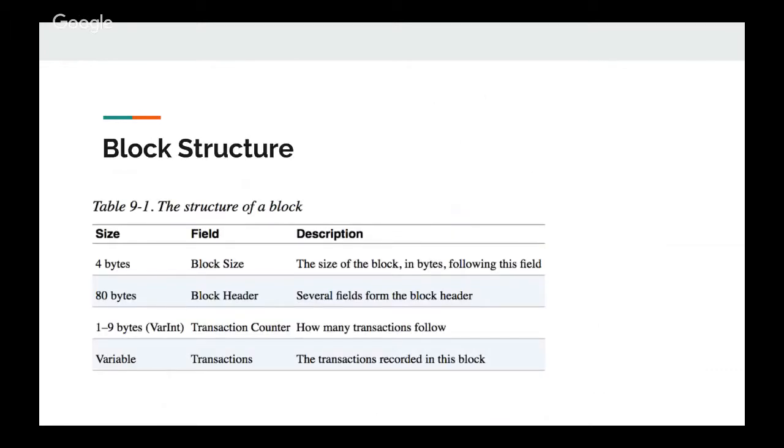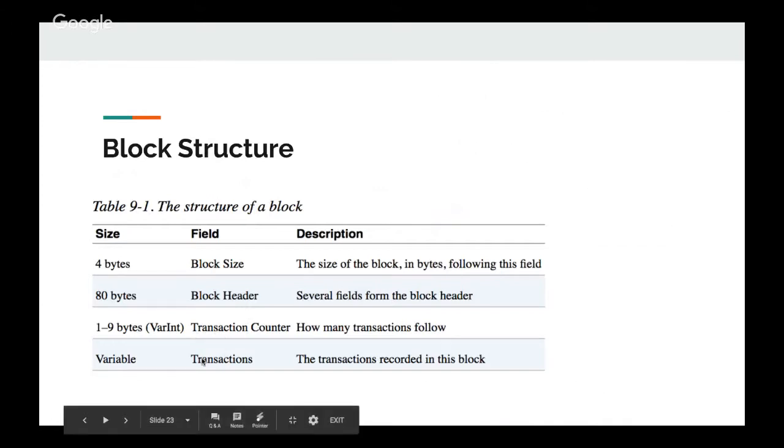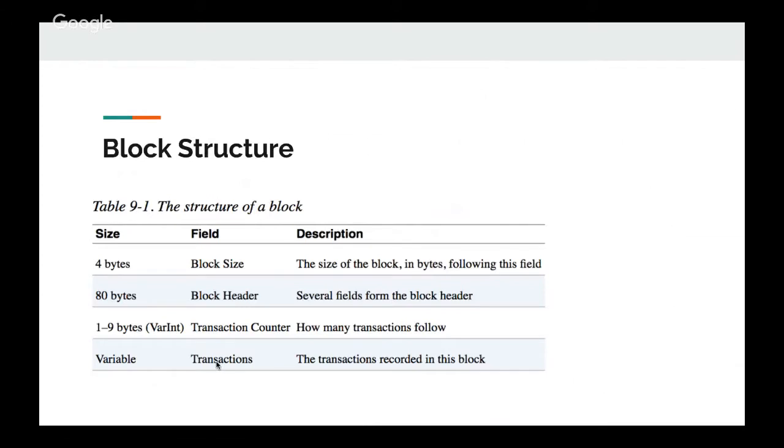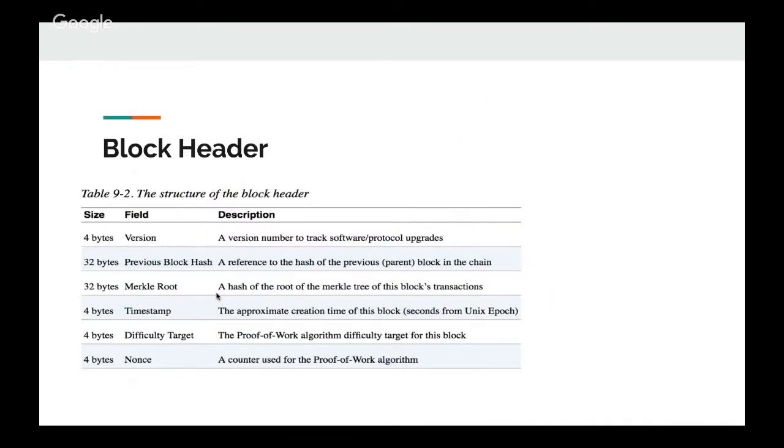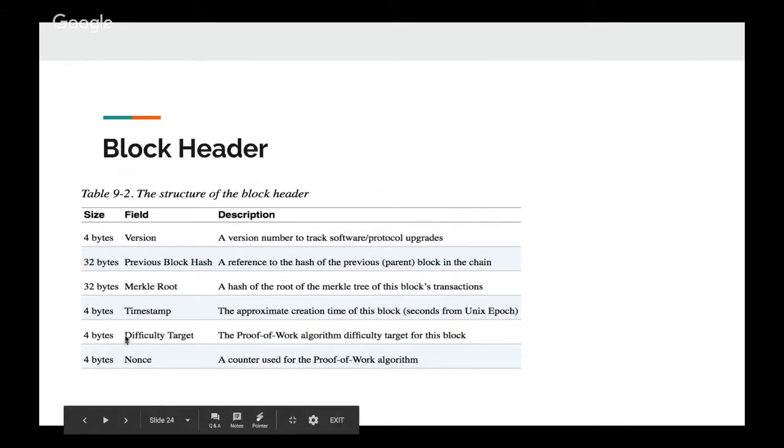So let's get to the structure of the block. As we saw in the code, a block consists of a transaction counter, which is how many transactions there are, the transactions themselves, a block size, and a block header. The block header is the interesting one. I think we went through it in the code as well. The two important fields are the previous block hash, like we were just talking about, and then the two good ones, the nonce and the difficulty target.